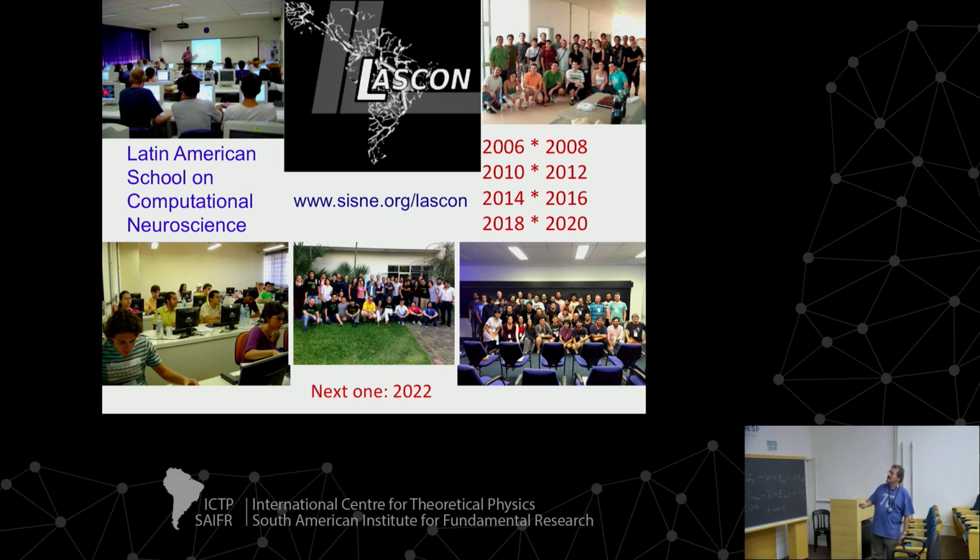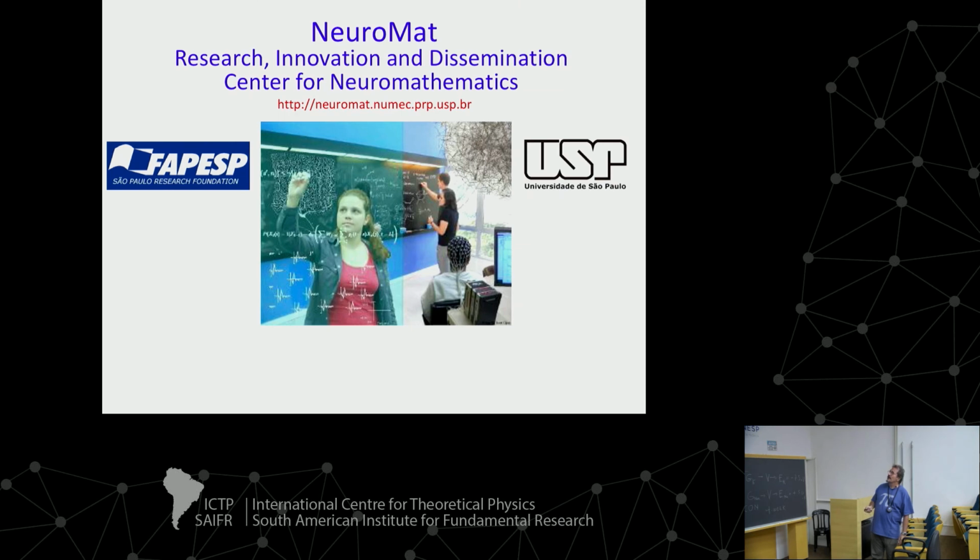And that's the page. Also, I must mention that at the moment I'm part of Neuromat. Neuromat is a research, innovation, and dissemination center for neuromathematics. So neuromathematics could be another name for computational neuroscience from the point of view of mathematicians. I'm not a mathematician, but the mathematician who is the head of this project invited me to join the project. I'm currently the director of innovation.